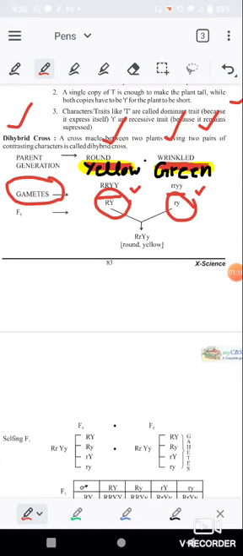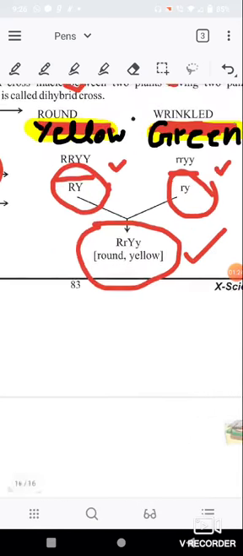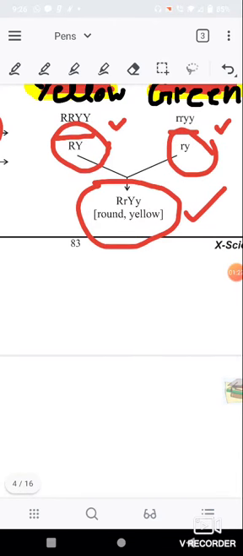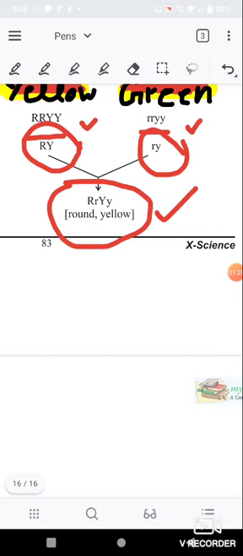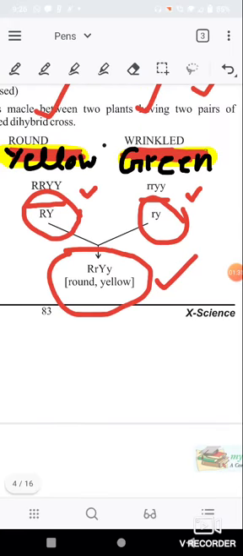Now after the fertilization, the F1 generation will be formed. It will be shown like this. It will have the genotype like this. And what Mendel observed was that the F1 generation progenies were all round and yellow. So we can say that after making a cross between a round and yellow parent and a wrinkled and green parent, we are getting progenies which all have round and yellow seeds.